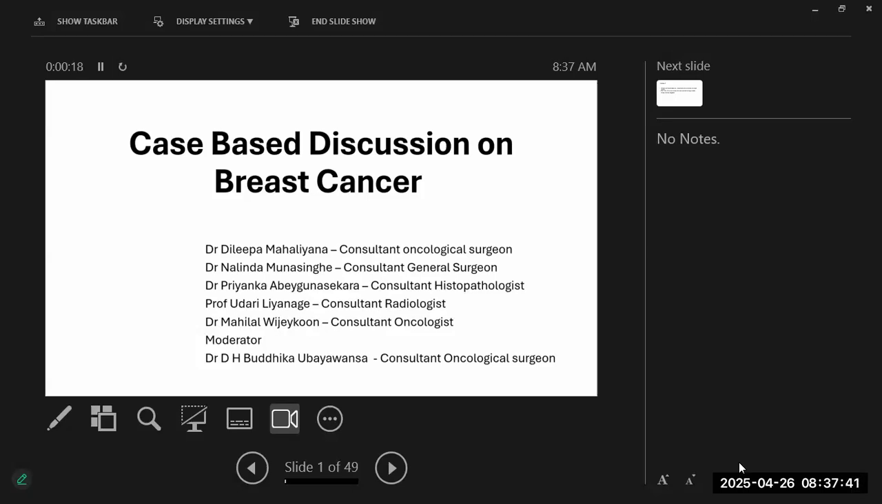Hi, I'm Dr. Buddhika, oncosurgeon from Ratnapura. We have 5 expert panelists for the discussion: Dr. Dilip Mahaliyana, consultant oncosurgeon from Teaching Hospital Karapitiya; Dr. Nalinda Munasinghe, consultant general surgeon specialized in breast; Dr. Priyanka Abegunasekara, consultant histopathologist; Professor Udari Liyanage, consultant radiologist; and Dr. Mahilal Vijay Korn, consultant oncologist. We welcome you for the panel discussion.